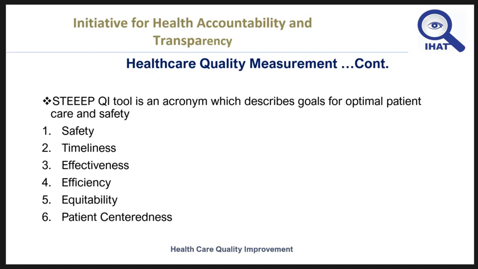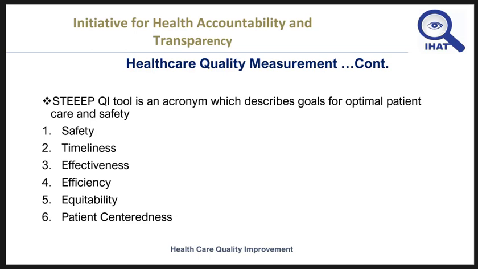The first S in the STEEP represents safety, which has to do with avoiding injuries to patients from the care that is intended to help them. The T in STEEP represents timeliness, which has to do with the reduction in wait times that cause harmful delays to clients or patients. The first E in STEEP represents effectiveness, which has to do with providing services based on scientific knowledge to all who should benefit, that is, avoid overuse, or refraining from providing services to those that are not likely to benefit from it, that is, here you'll be avoiding underuse.